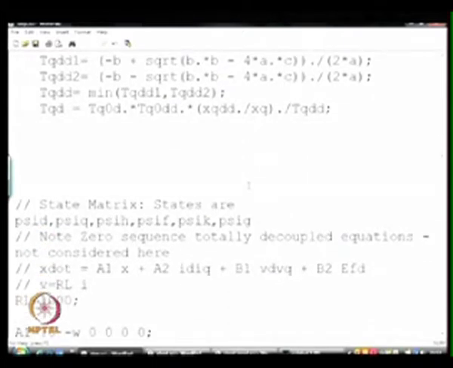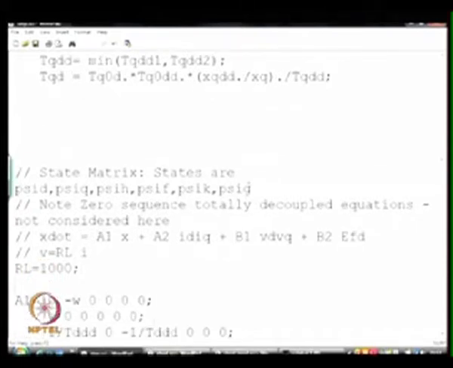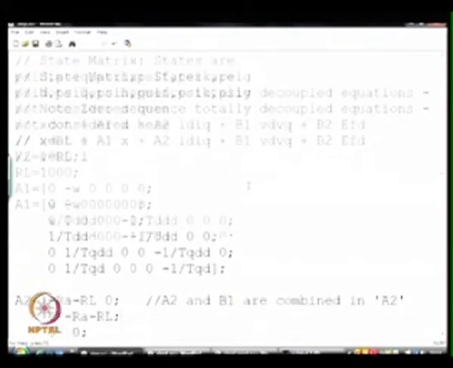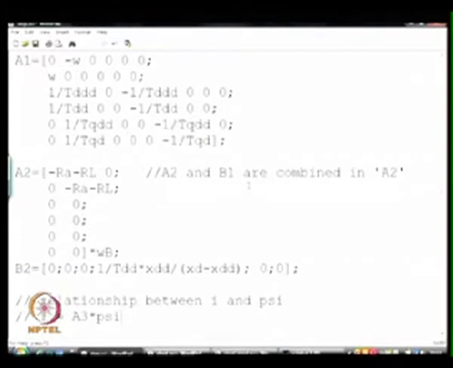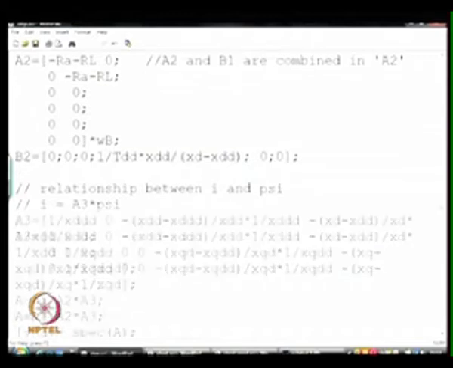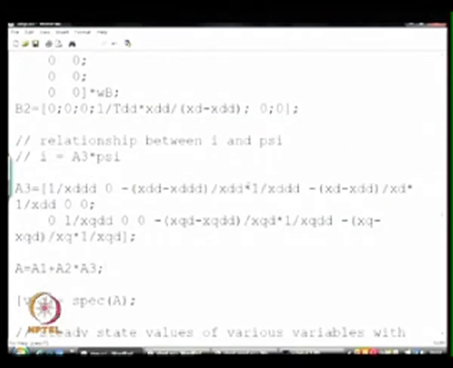We have of course taken the states in this fashion, and we take RL to be a very large value in order to mimic open circuit conditions. This is the A matrix, this is the A2 matrix, this is the B2 matrix, this is the A3 matrix, and this is the final state space matrix A. The command VD = spec(A) will obtain the eigenvalues and eigenvectors of A.